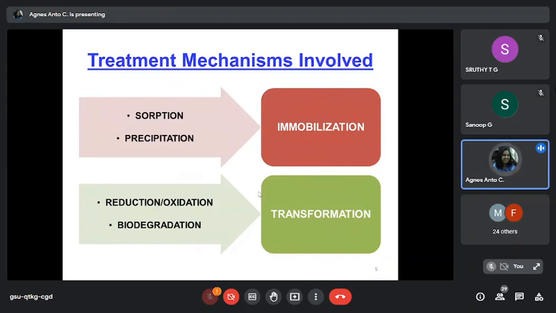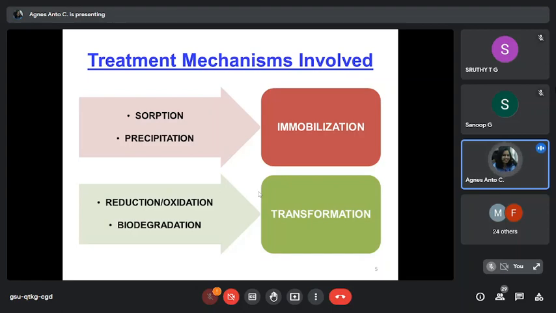Now, how is it getting trapped? The first mechanism responsible for this is sorption. You all might know what sorption is, because in previous sessions you might have come across the term. Sorption means basically your contaminants get attracted or absorbed onto the surface of your material. It can be due to some electrostatic forces or some bond formation, whatever it is, the contaminant is getting attracted or attached to the surface of the material.